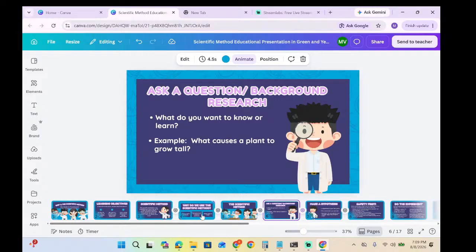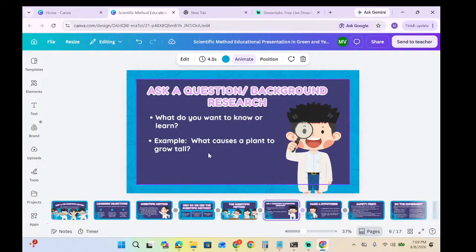For example, here I give an example. What causes a plant to grow tall? You guys may not know this, but we'll cover this later in the year. But for a question like what causes a plant to grow tall, instead of searching it up on Google, we can conduct an experiment. And this experiment will help prove what causes a plant to grow tall.